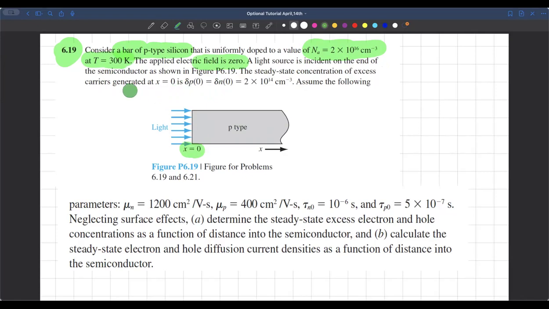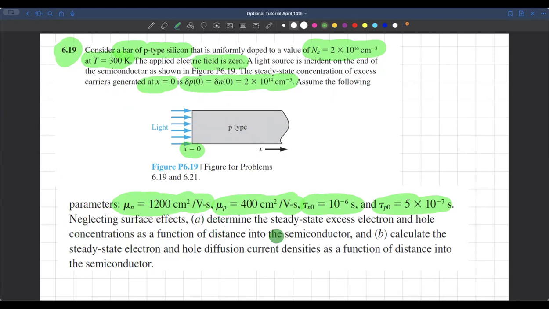The steady state concentration of excess carriers generated at zero is this one. Steady state, you already know, means with respect to time that concentration is not going to change, okay? So at x equals zero, you have this. Assume the following parameters. Mu n given, mu p given. Minority carrier lifetime: if it's P-type, the minority carrier lifetime is this one, okay? And for the holes, it's going to be this one. Neglecting surface effects. What are the surface effects? We're going to talk about that in the next tutorial, but because they are already saying neglecting surface effects, we don't worry, we don't bother, okay?